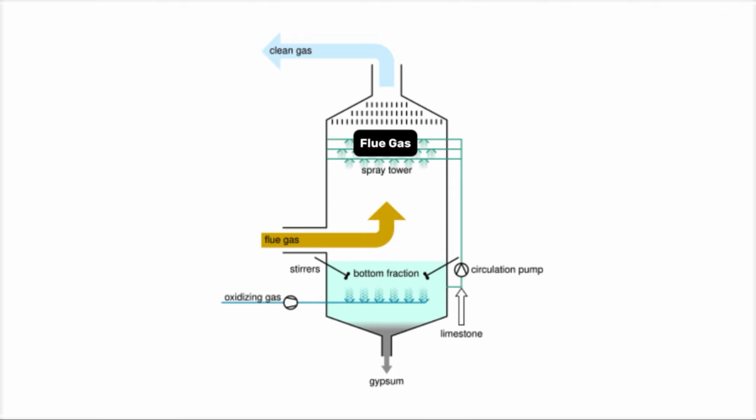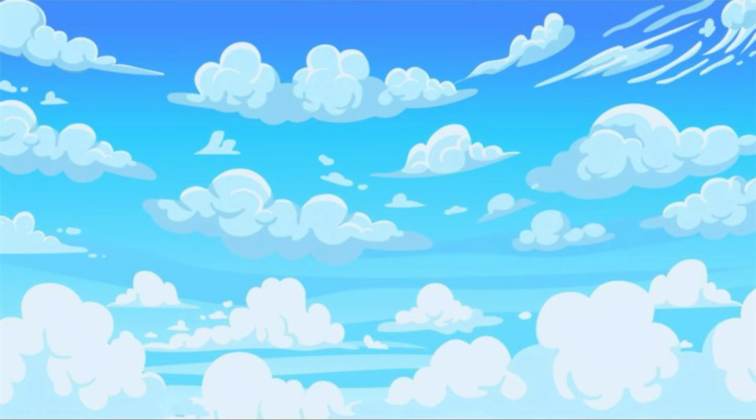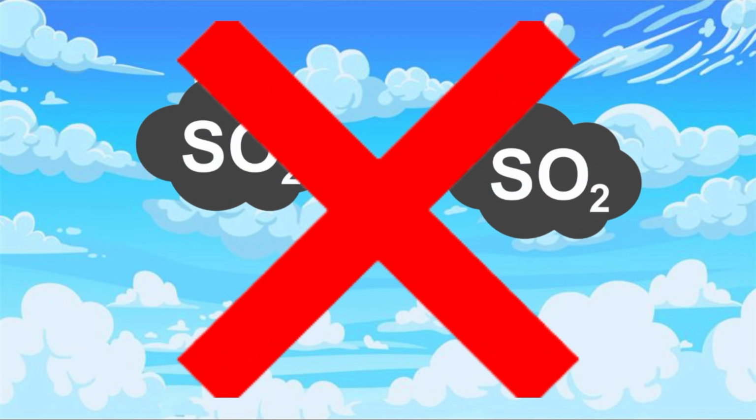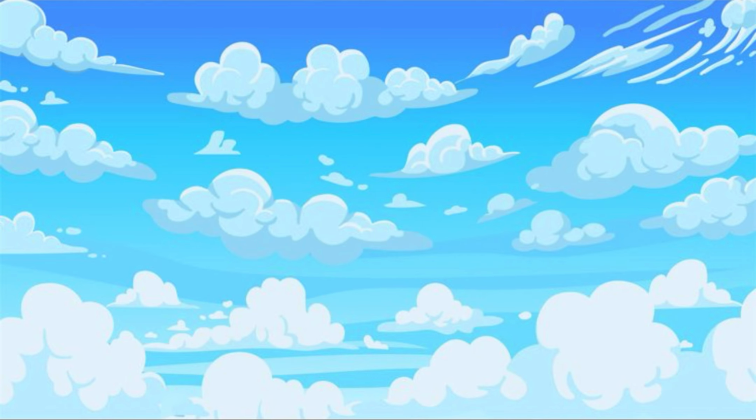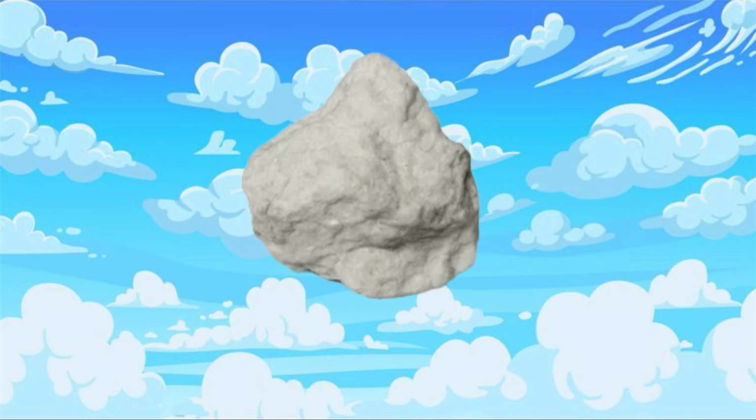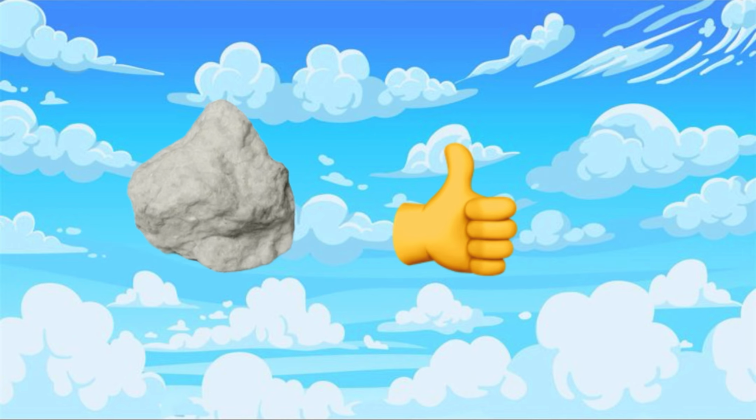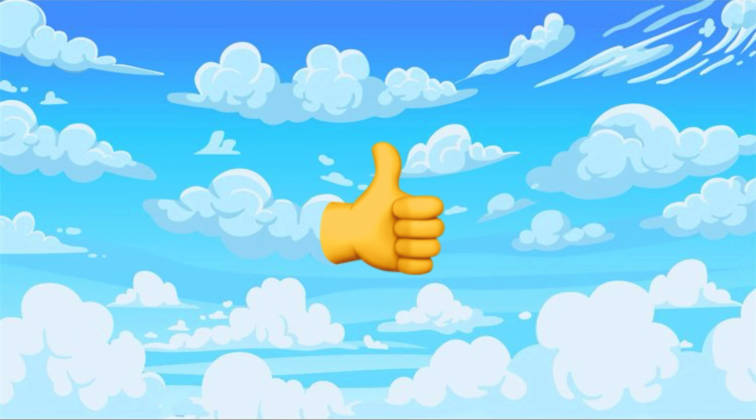The sulfur dioxide-free flue gas then exits the system through a smokestack. Because of this, SO2 emissions are greatly reduced, keeping the environment safer. Well, you might be thinking, what about the gypsum? Well, lucky for us, gypsum is a non-harmful chemical and has very few negative effects on the environment.